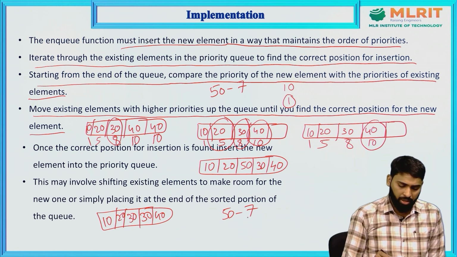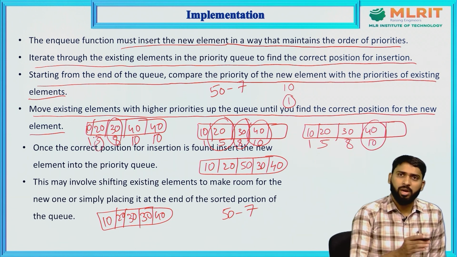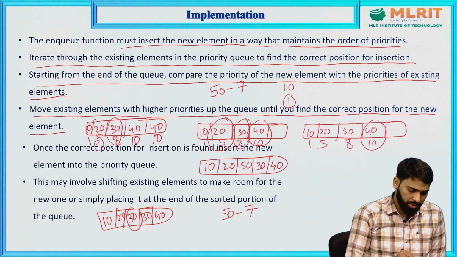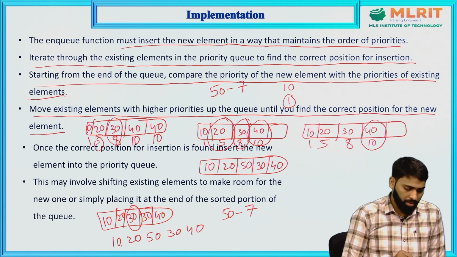Now you compare 7 with the priority 5. Now 5 has the highest priority. So we are going to insert the 50 here. So 10, 20, 50, 30, 40. That's it. The priority of 10 is 1, 20's priority is 5, 50's priority is 7, 30's priority is 8, 40's priority is 10.